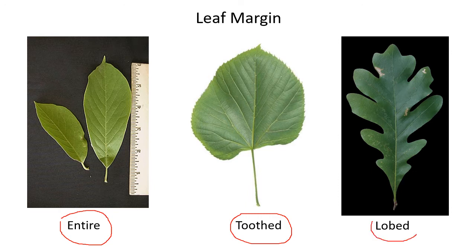Leaf margins can also be lobed, like this white oak leaf. And you can see these lobes here. The parts of the lamina that stick out are called lobes, and the parts inside that are sort of missing, those are called sinuses.